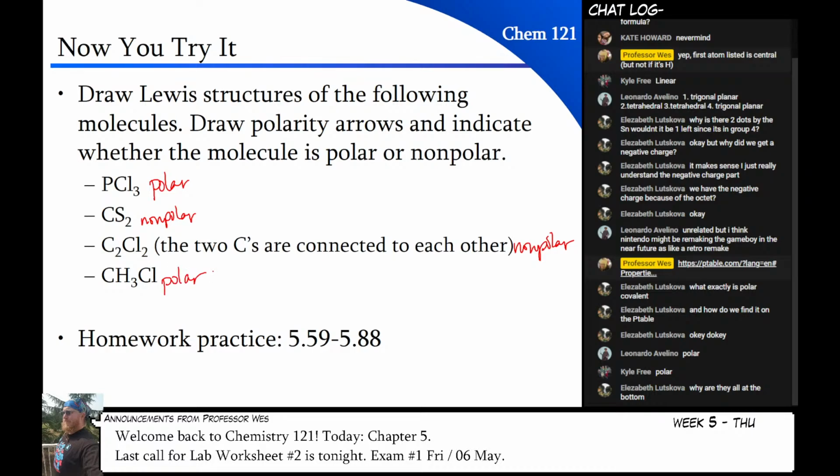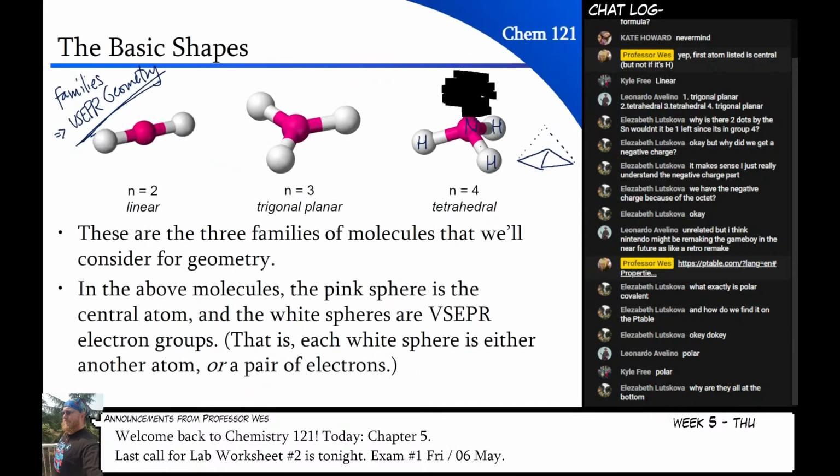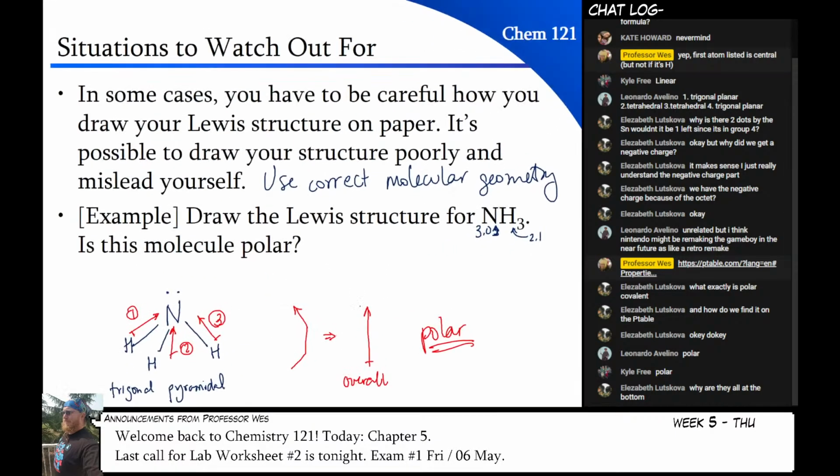Why are they all at the bottom? I'm not sure what you mean. Why I put all my H's here? So I'm drawing it to conform to the geometry of trigonal pyramidal. Remember that our geometry looks like, here's the shape for it. Oh, here's my NH3. It's like this. So I've just drawn them on the bottom side. You could spin this around. You could rotate it if you want to. If you drew it in a different orientation, that's okay. Your arrows would then point in a different direction, but the end result would still be, oh, it's polar.